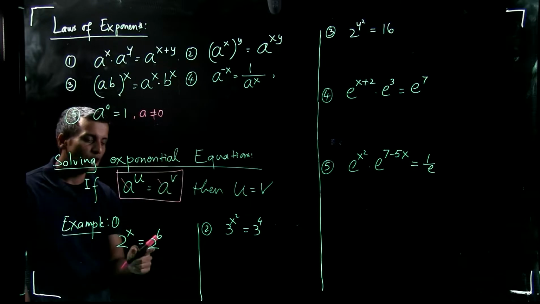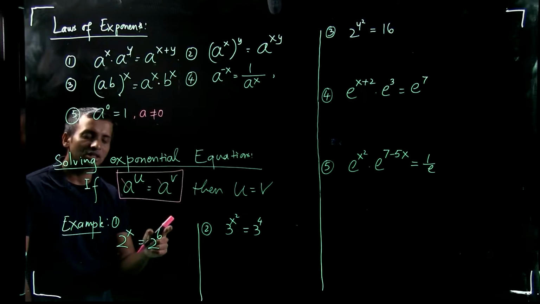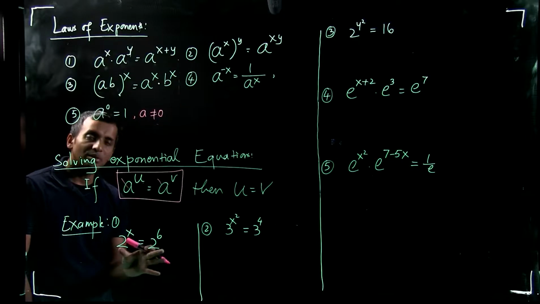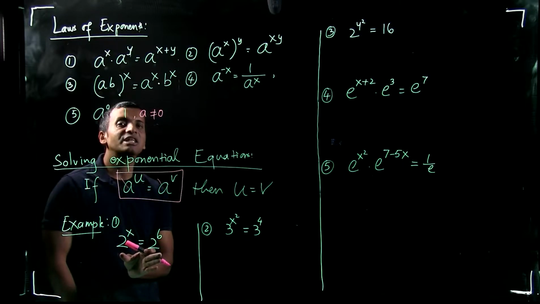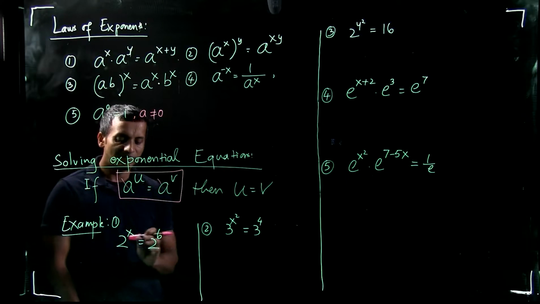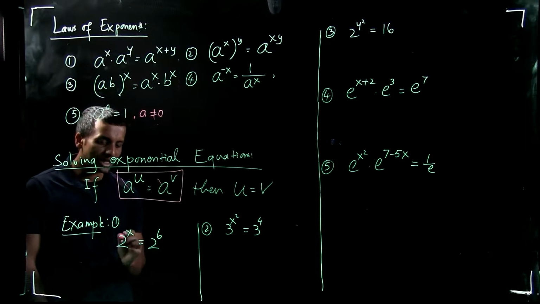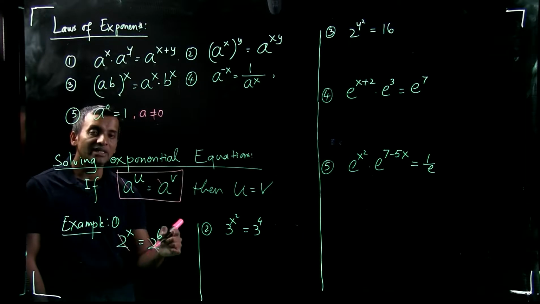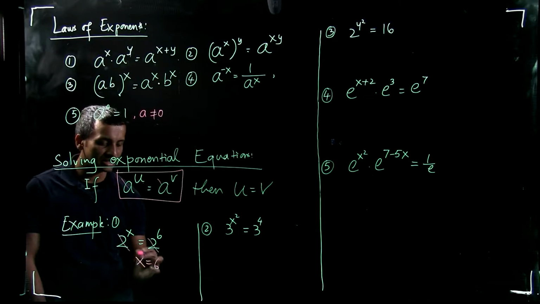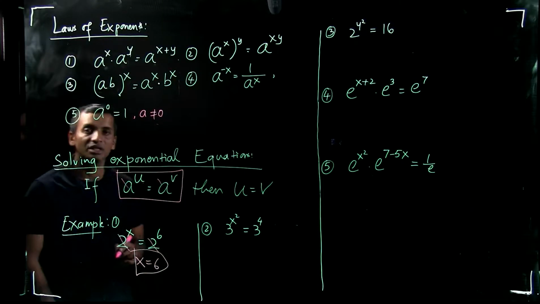For example, here on the left side there is only one base, that is 2. On the right side there is only one base, that is 2 again. So the left and right sides have the same single base, and in that case you can cancel the 2 and 2 and write x equals 6 as the solution here.